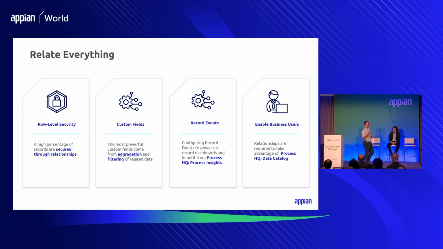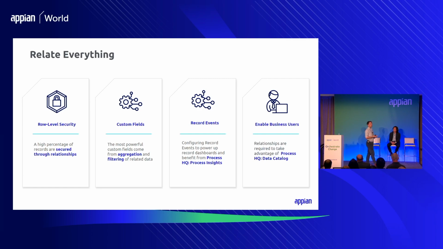Another one is a new feature that we've released recently, which is record events. It's not so much you need relationships for record events, it's more that record events are by nature related data. So one of the things you can do now with Appian is whenever you save a record, you can automatically create an event against it. So for example, I created an order, I've got a created order event. I updated the order, I've got an updated order event.